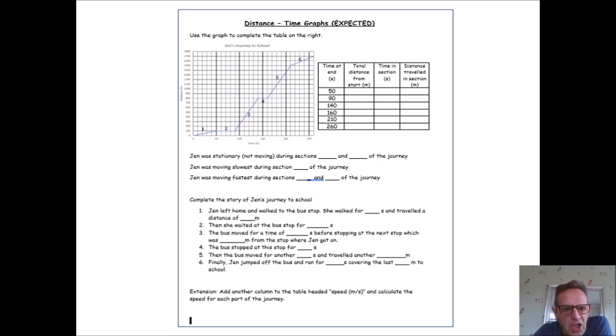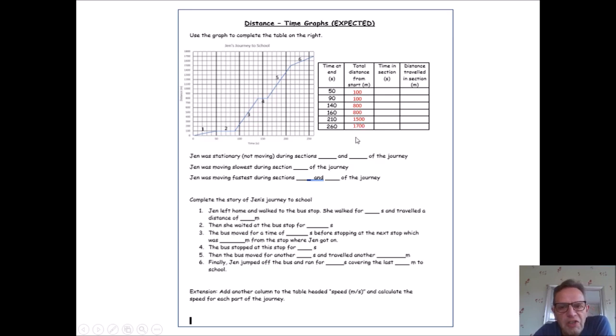Okay, here's the expected one. So the line's drawn there for you with quite a few sections on it. But you can complete the table here. So the total distance from the start at the end of section 1, here we go, 50 seconds, 100 metres. At the end of this, 90 seconds, we're still 100 metres away from the start. In section 3, we're now 800 metres away from the start, and so on.